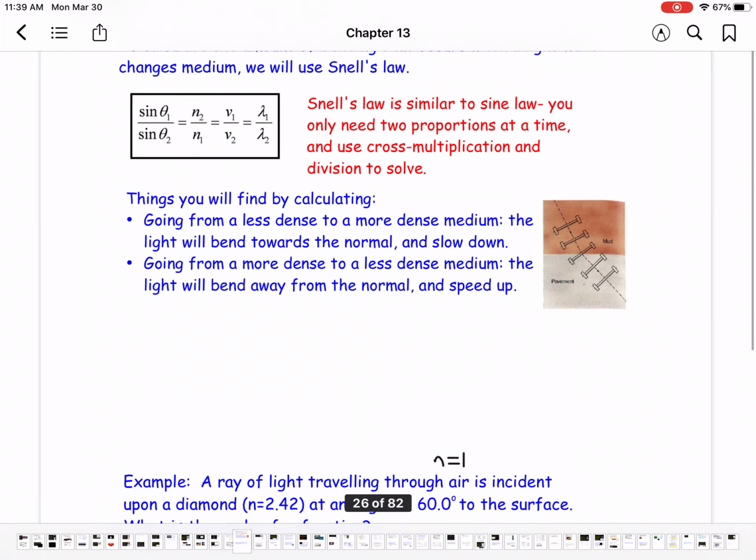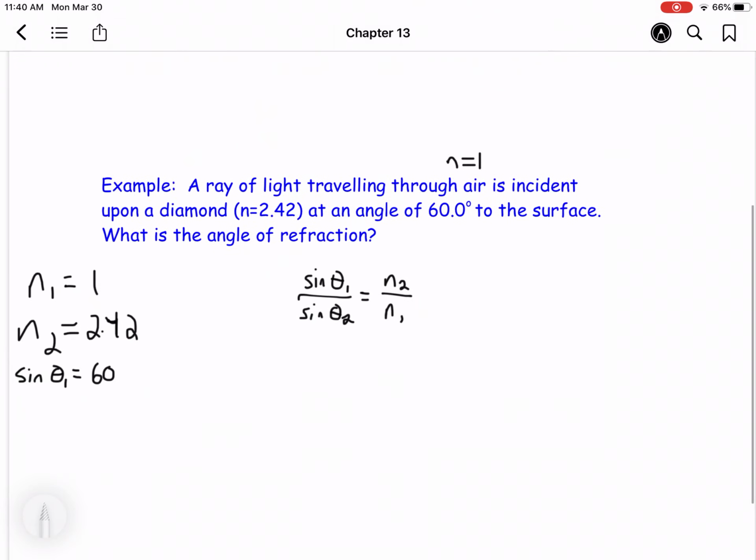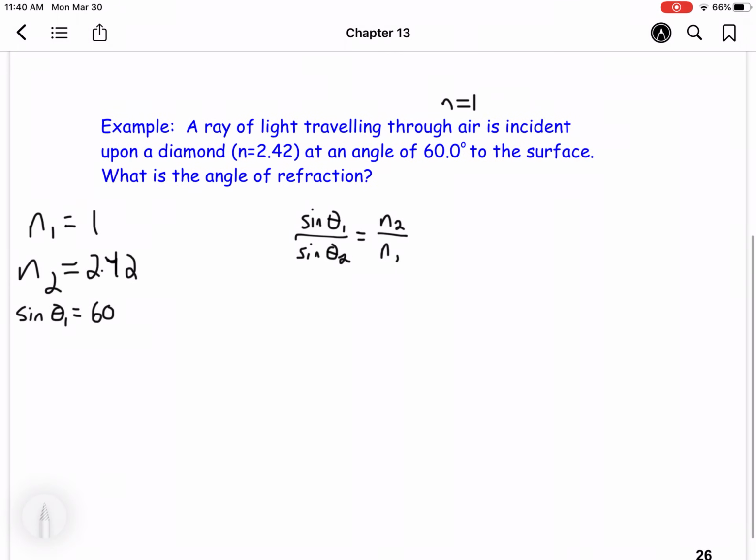What's going to be interesting as you find is that if you're going from less dense to more dense, so from air to water, the light will bend towards the normal and slow down. If you're going from more dense to less dense, the light will bend away from the normal and speed up. So for example, I have a ray of light traveling through air, so n1 equals 1, and it hits diamond, at 2.42. It is at an angle of 60 degrees to the surface. What is the angle of refraction?